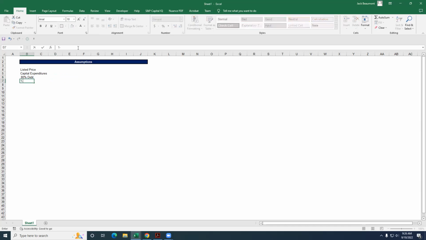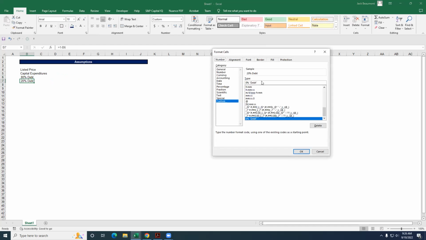So here I'm going to do 1 minus this, and I don't want this to say debt now, I want this to say equity.